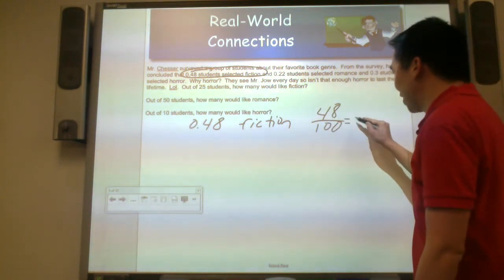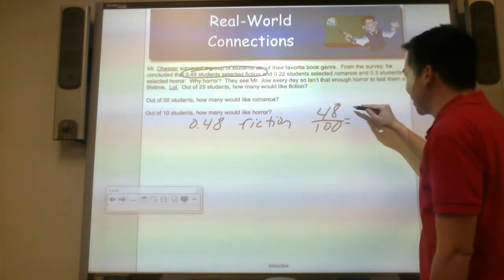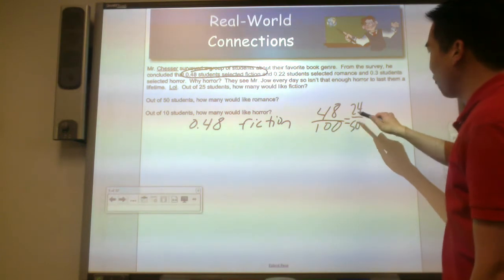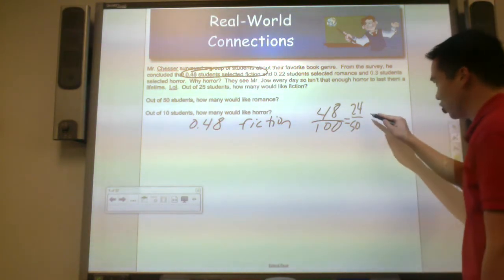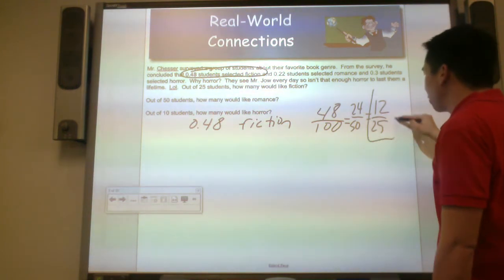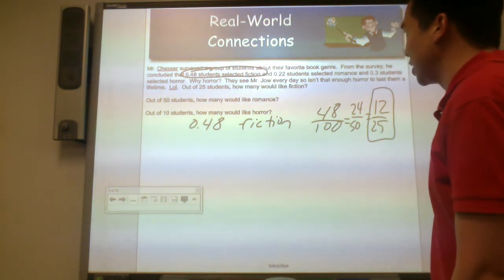Can you simplify this? Divide by 2 or divide by 4. Let's see if we divide by 2 first. That'd be 24/50. So out of 50 students, 24 would like fiction. And if you simplify it one more time, 12 students like fiction out of 25 students.